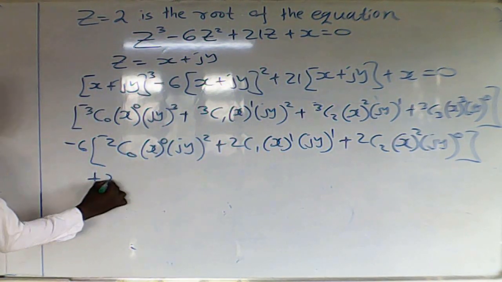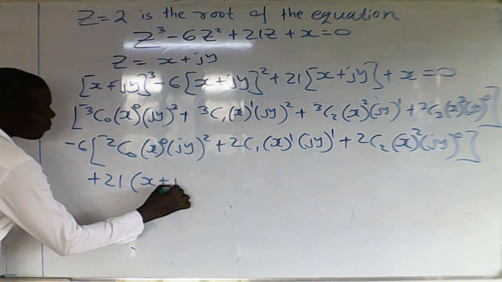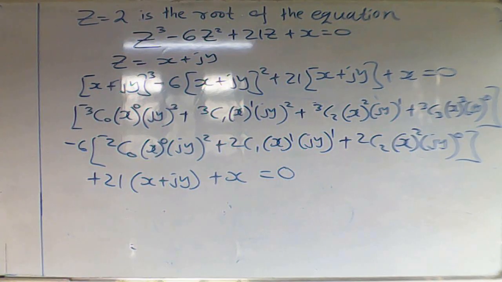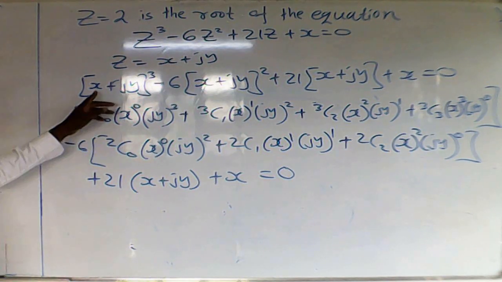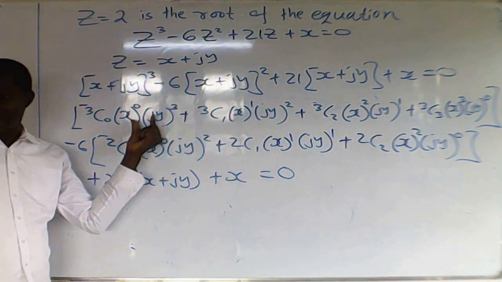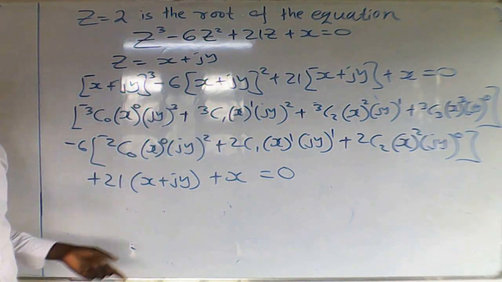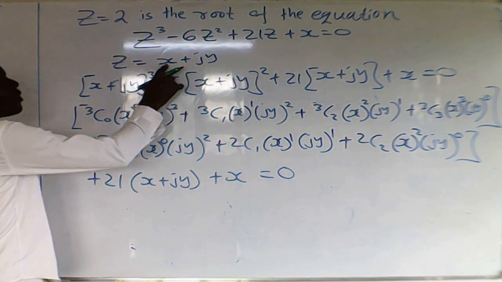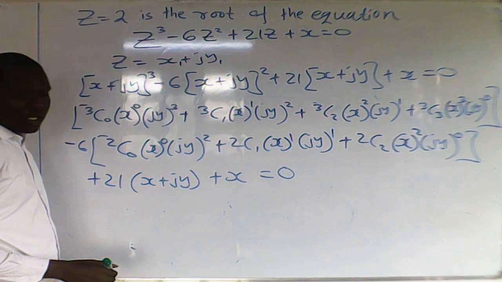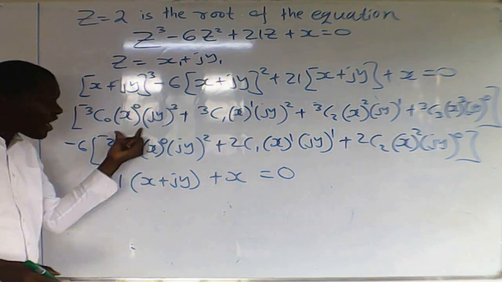Then it is plus 21 x plus jy, then plus x is equals to 0. Are you seeing that? Are you together? Now, because we are using x here, meaning this other x is different from this x we are dealing with here. So what you do, you make a distinction. So instead of making z to be x plus jy, you can say it is x1 y1, isn't it? So that you don't confuse this x and the x of the binomial.